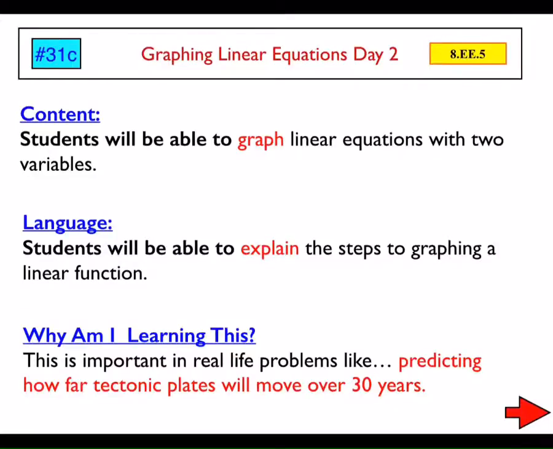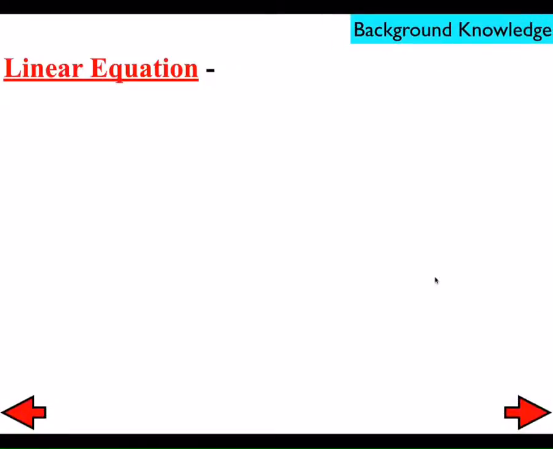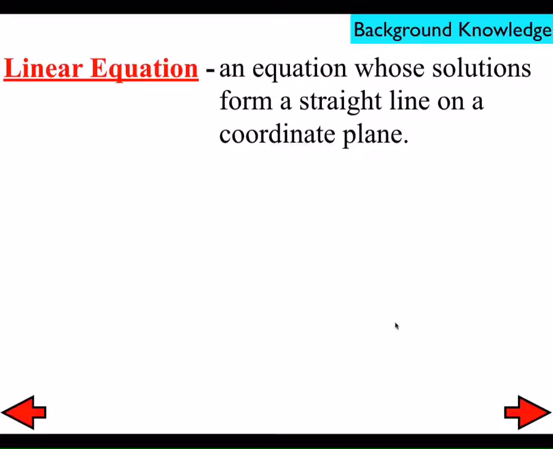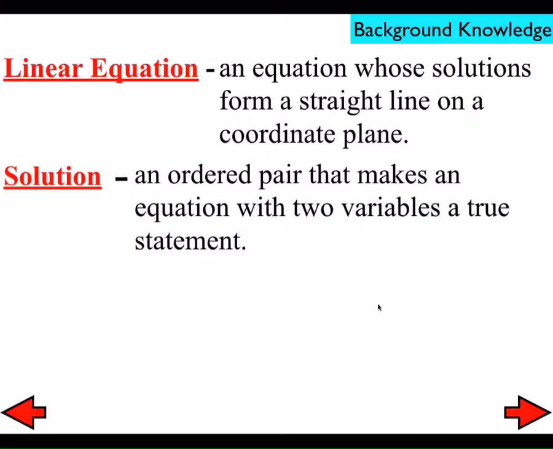Okay, lesson 31C, day 2 of graphing linear equations. I'm just going to continue what we started yesterday. So just to review a little bit, linear equations, what we introduced yesterday, that is an equation where the solutions, which are all the dots on the line, form a straight line. Anything that's not on the line is not a solution. A solution is the ordered pair x comma y that makes the equation a true statement.